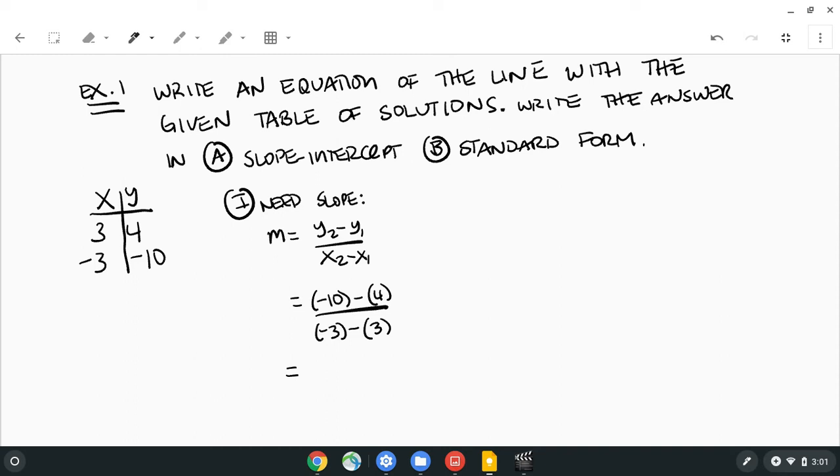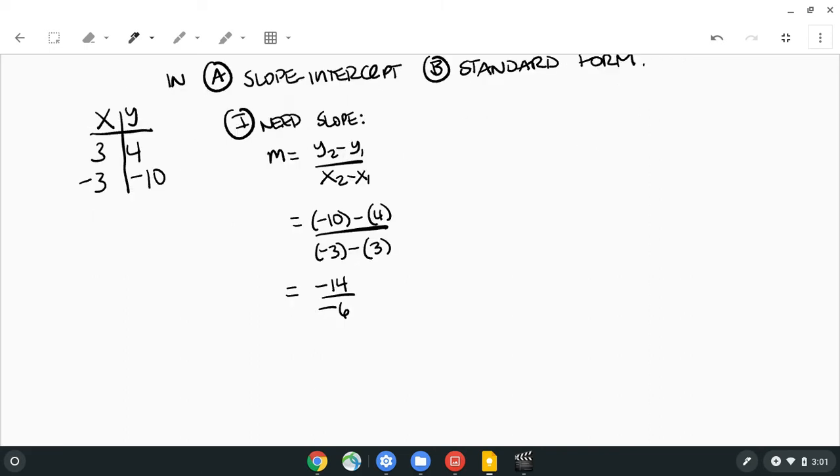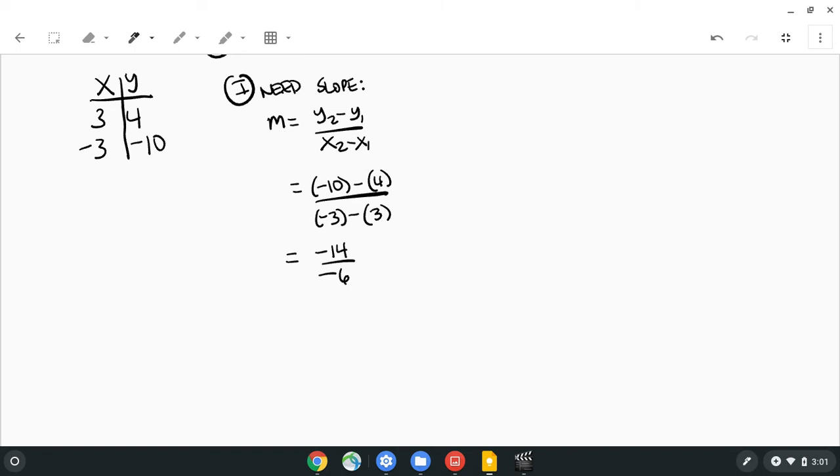Okay, so for the numerator, I get negative 14. And for the denominator, I get negative 6. Both of these double negatives cancel to make positive. And then here they are both divisible by 2. So I get 7 over 3.